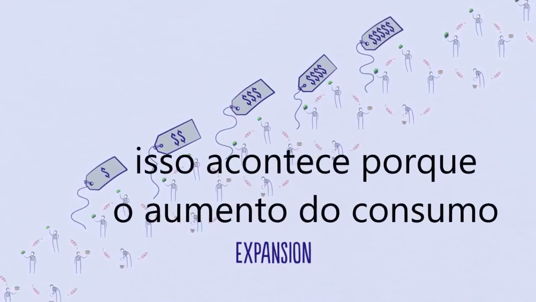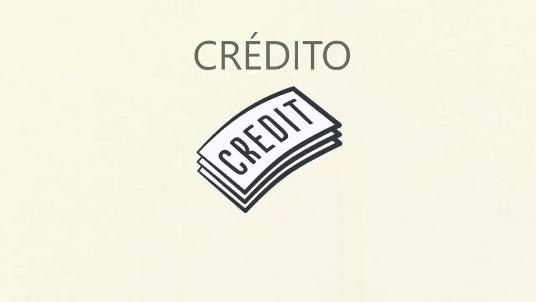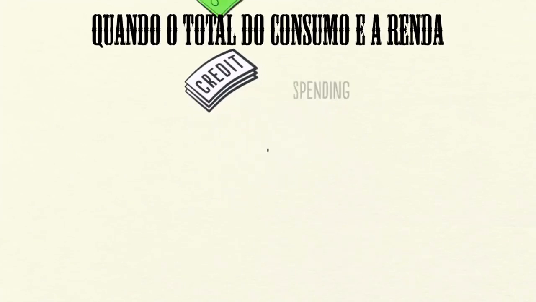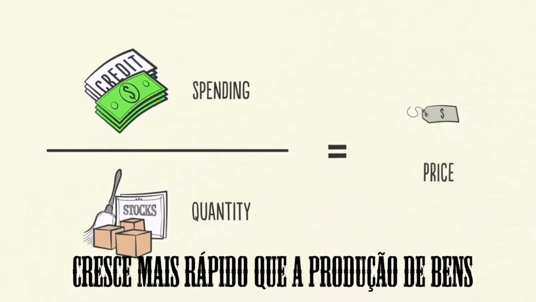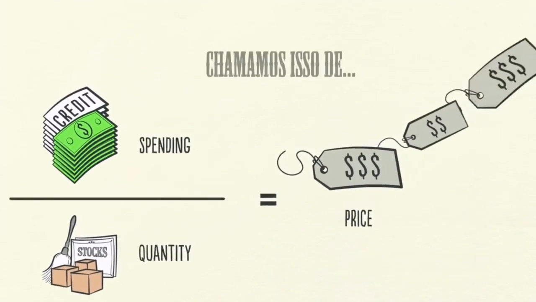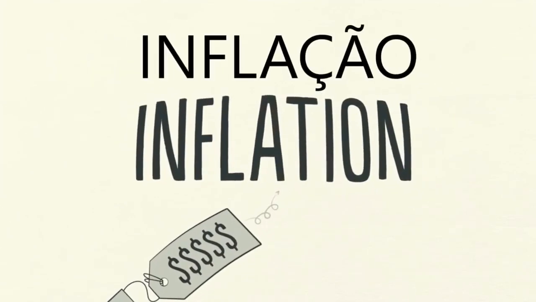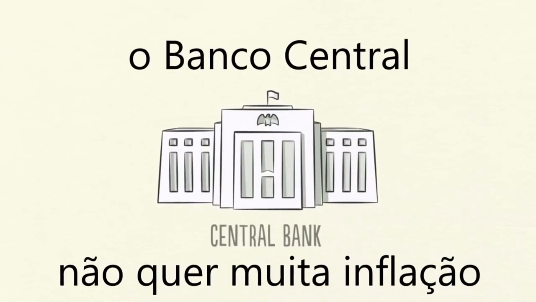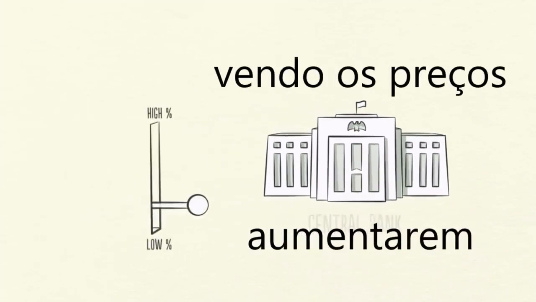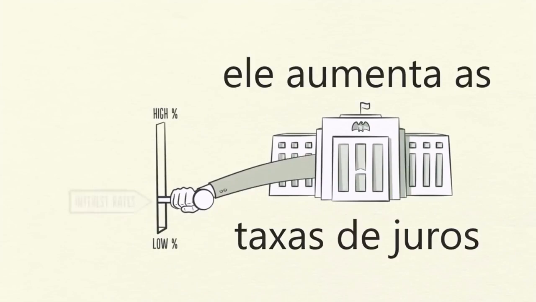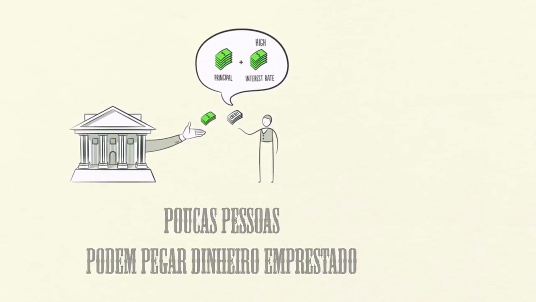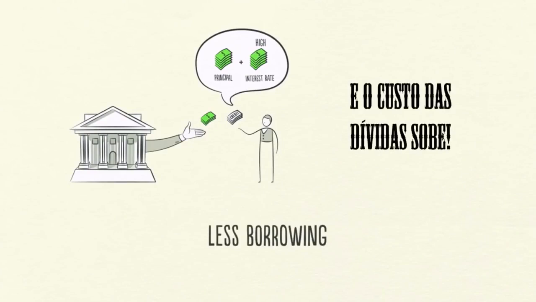This happens because the increase in spending is fueled by credit, which can be created instantly out of thin air. When the amount of spending and incomes grow faster than the production of goods, prices rise. When prices rise, we call this inflation. The central bank doesn't want too much inflation because it causes problems. Seeing prices rise, it raises interest rates. With higher interest rates, fewer people can afford to borrow money, and the cost of existing debts rises.